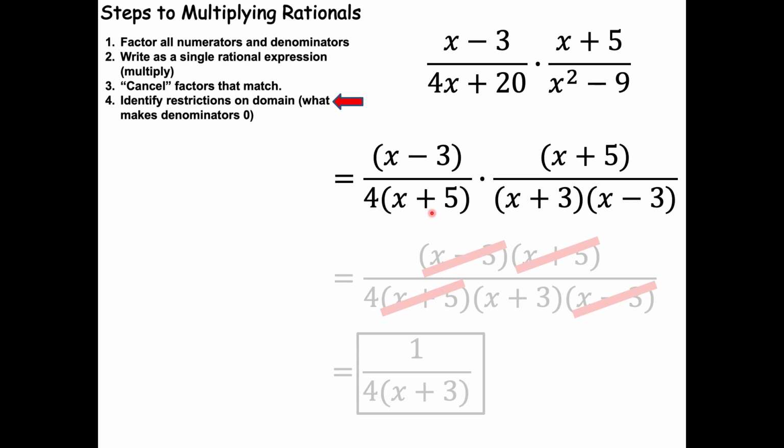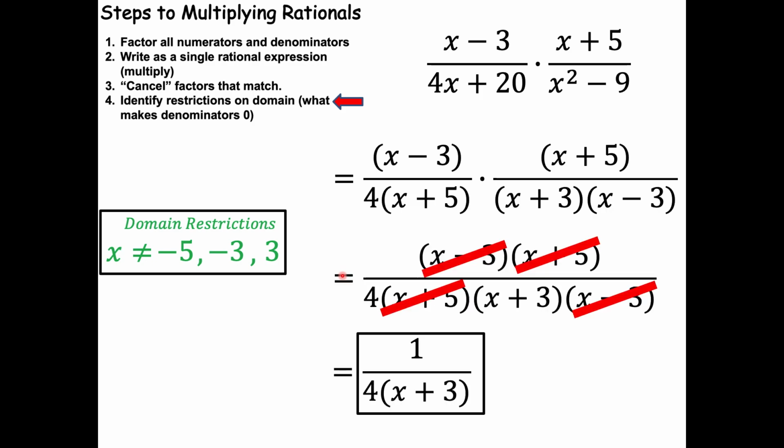I got 3 different groups here. Let's see here. We got x plus 5. So if I think about this, negative 5 plus 5 will make a 0. 4 times 0 will mess that up because that will make the denominator 0. Next group over, x plus 3. A negative 3 would make that one a 0, so we don't want a negative 3 there. And then the last group, a positive 3 minus 3 would make that one a 0. So our domain restrictions end up being x cannot be negative 5, negative 3, or 3.